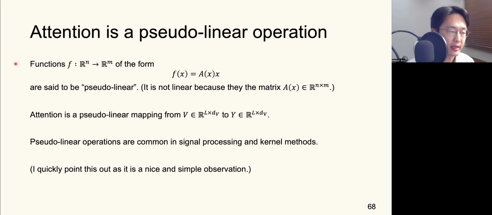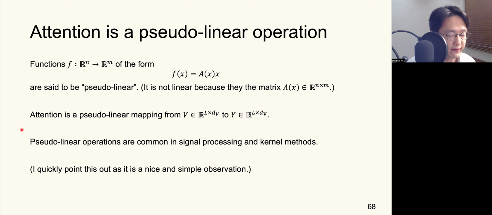I want to quickly point out that attention is a pseudo-linear operation. A function f that maps from Rn to Rm is of this form if f of x is A(x) times x, where A(x) is an n by m matrix. So the output f of x can be written as a matrix-vector product, but the matrix A depends on the input x. A function of this form is said to be pseudo-linear. It's not linear because the matrix A(x) depends on x. If the matrix did not depend on x, then this would be a linear function. But if the matrix A depends on x, then it's a pseudo-linear function.